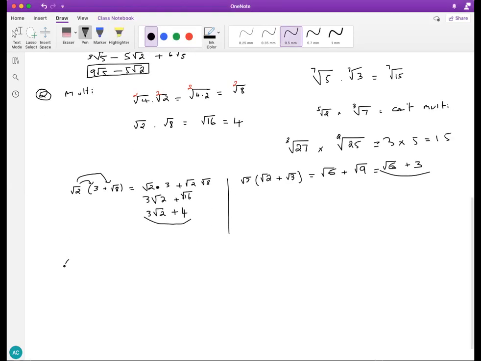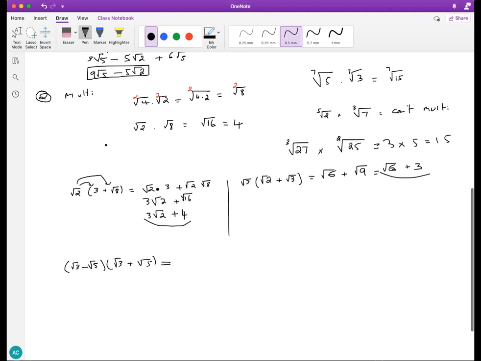So let's say you have radical 3 minus radical 5, times radical 3 plus radical 5. Just like the distribution we saw before with binomials, we're going to do the same thing. We're going to multiply all these, again, while being careful with the rules of multiplication.